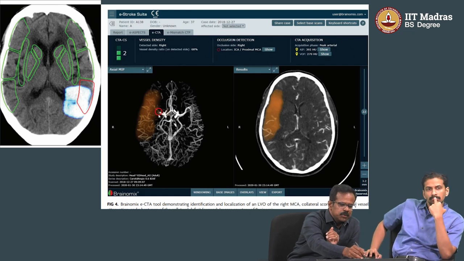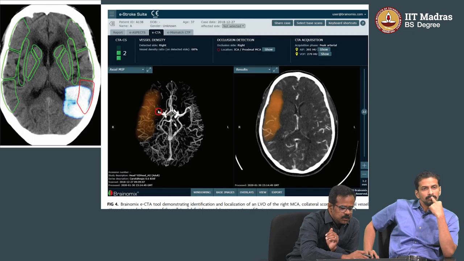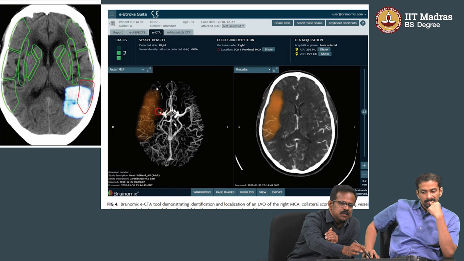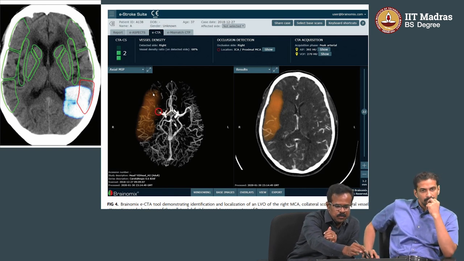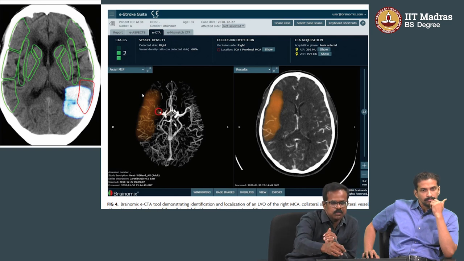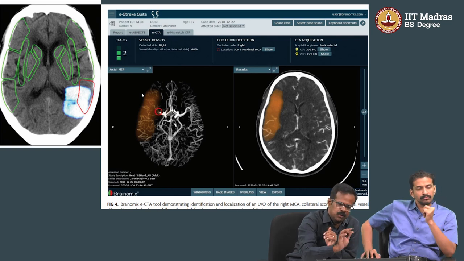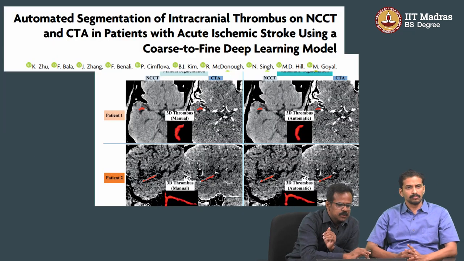The ring shows the main path, the vessel, is blocked and there are collateral routes. Whether they are adequate or not: this colored area is not adequate. If you don't intervene, this area may die, a permanent loss of function. To suggest these things, this is a mobile-based interface developed by Brainomics, one company. They offer some finished solutions.